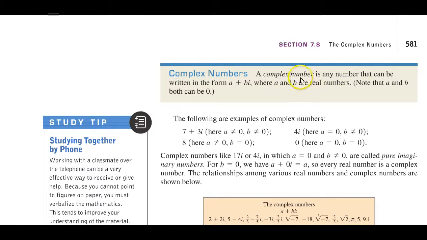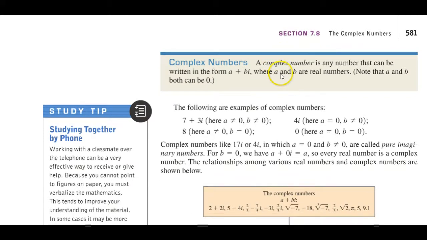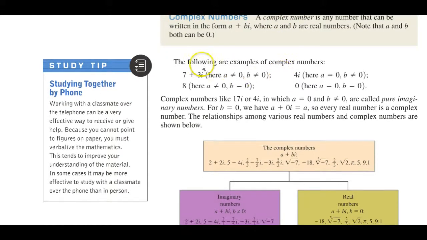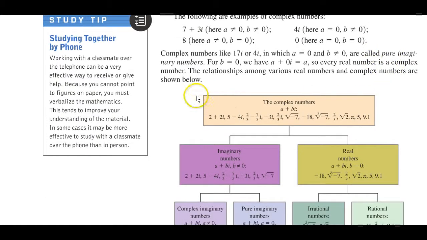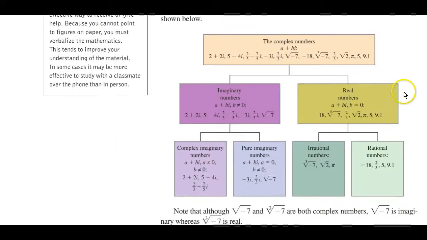Now, in dealing with complex numbers, we can think of the i as if it were a variable, which it's just a letter, but whenever you get i squared, you have to convert that to a -1. So let's take a look at some of this. The following are examples of complex numbers. This side is imaginary, this side is real.